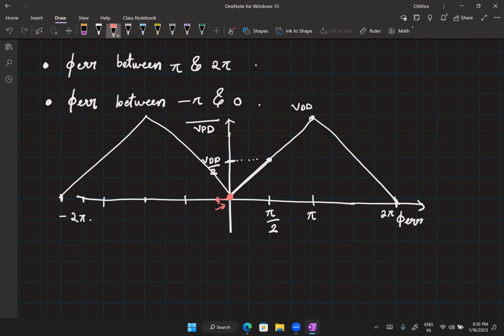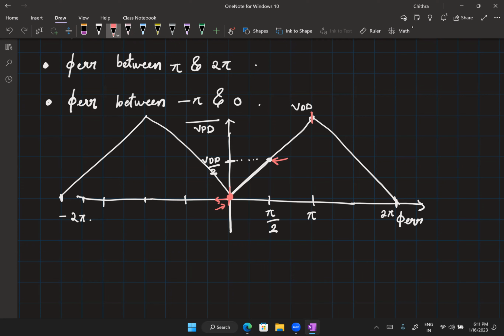You should be at the center of a monotonic region, right? So if I look at the monotonic range, this is from 0 to pi, or I could say from minus pi to 0, right? So then ideally, I would like to be positioned at the center of the region, which is here. So at phase error equal to pi by 2.